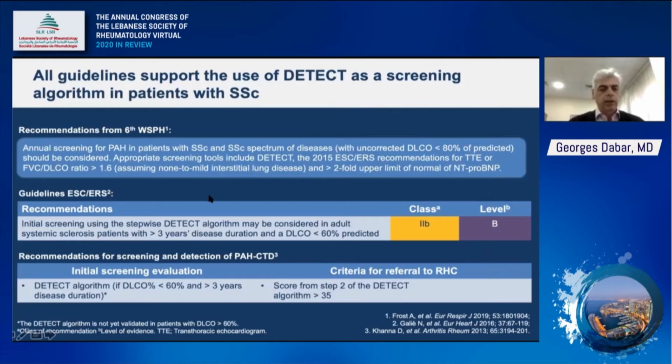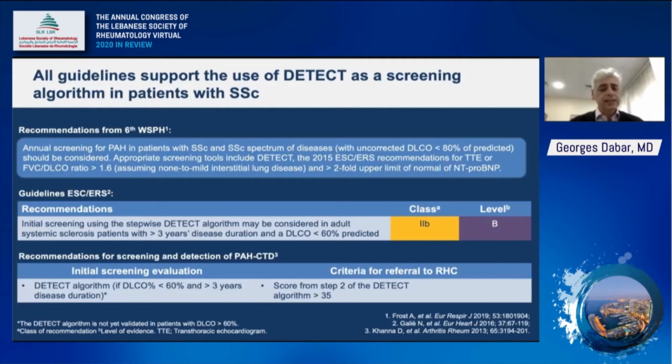So annual screening of pulmonary hypertension in patients with scleroderma or scleroderma spectrum of disease with uncorrected diffusion capacity of less than 80% of predicted should be considered. Appropriate screening tools include the DETECT that we looked at, the 2015 recommendation for transthoracic echo, or an FVC over diffusion capacity ratio of more than 1.6, or a twofold upper limit of normal of NT-proBNP. All those should push you to do a transthoracic echo.